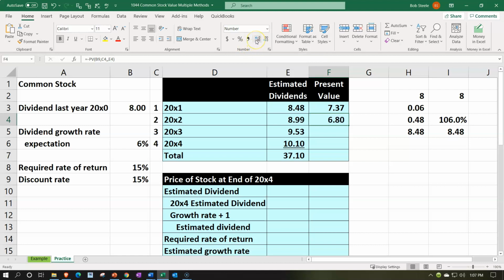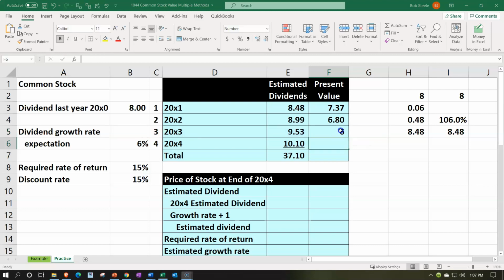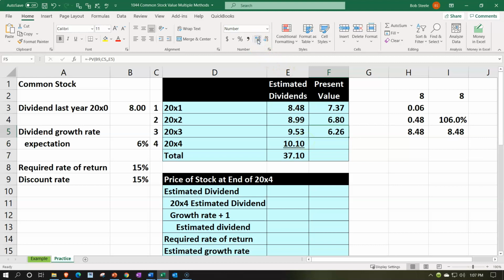Then one more time, I'm going to say negative present value, shift 9, rate is going to be that 15%, comma, number of periods now 3, comma, and the value is going to be that E5 or that 9.53, adding some decimals there, so we're present valuing each one of them. Now let's go ahead and use the autofill to copy this down, because this is a common thing that we can autofill down. This is much easier to do in Excel than mathematically if we're doing it by hand.